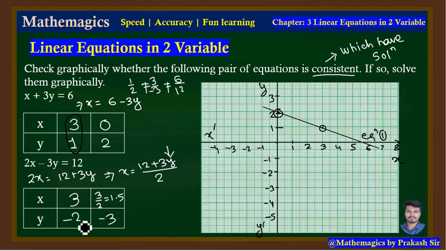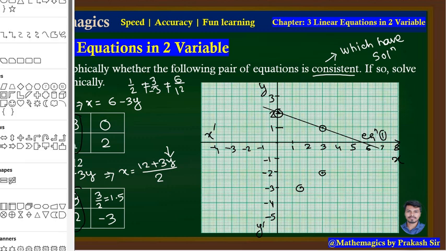Now the second part. The points are 3 comma minus 2. So x becomes 3 and y becomes minus 2. So the point is coming this side. Another one, x becomes 1.5 and y becomes minus 3. So the point is coming this side. And now we are going to join them with the help of one straight line.